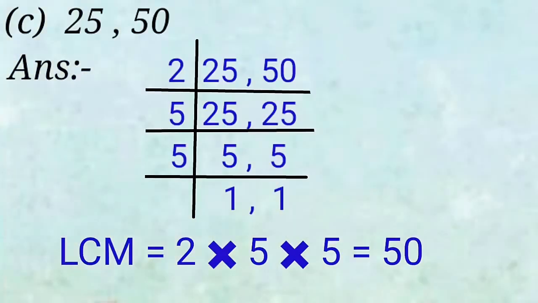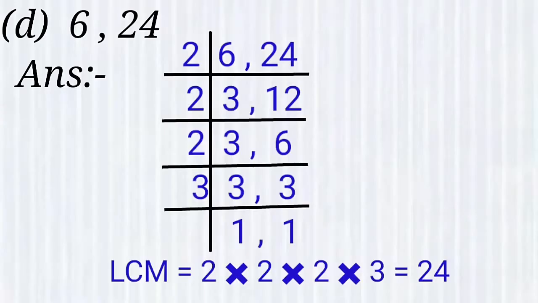C part is 25 and 50. So let's divide it by 2 because 50 is divisible by 2. Now 25 is not divisible by 2, that's why we will write 25 as it is, and 50 gives us on dividing by 2 25. Now 25 and 25 is divisible by 5, so it gives us 5 and 5. Now next 5 and 5 is divisible by 5, so it gives us 1 and 1 at the bottom. So LCM is equal to 2 into 5 into 5 is equal to 50 answer.